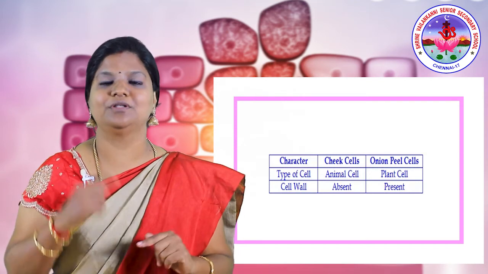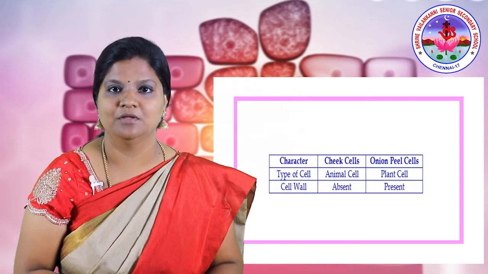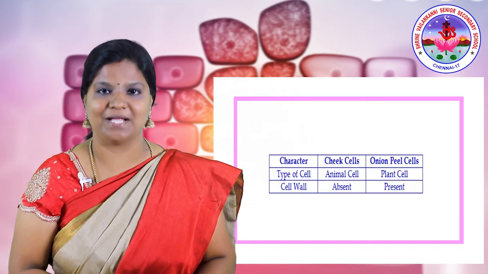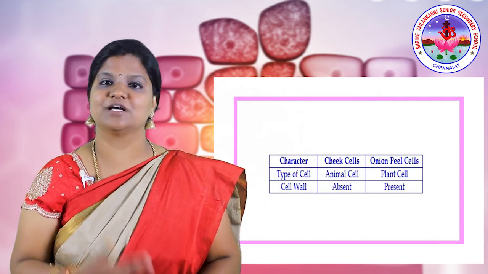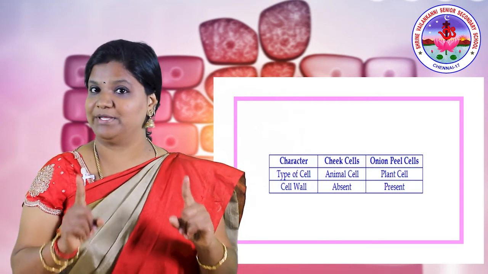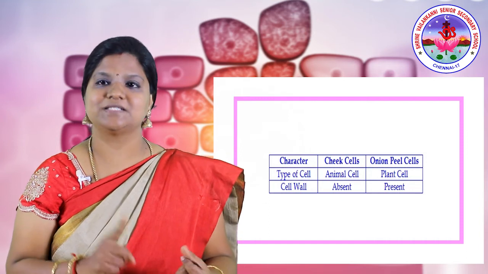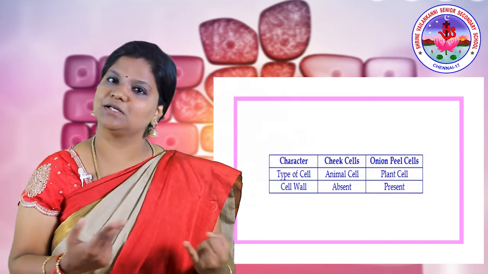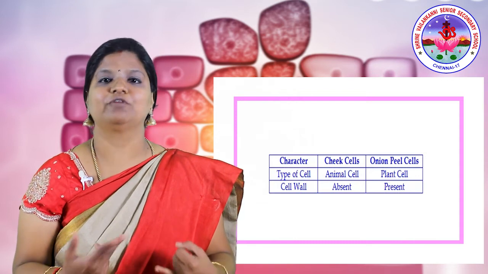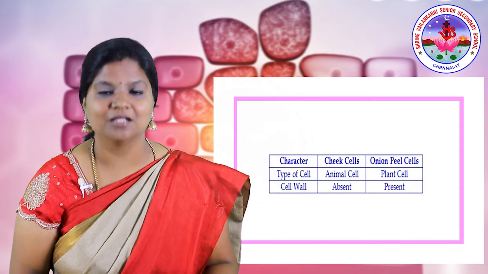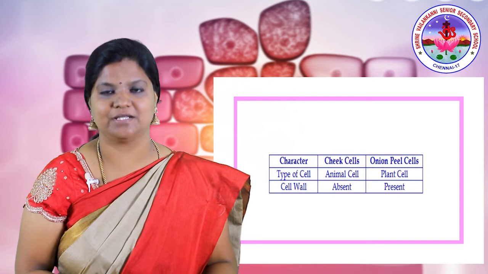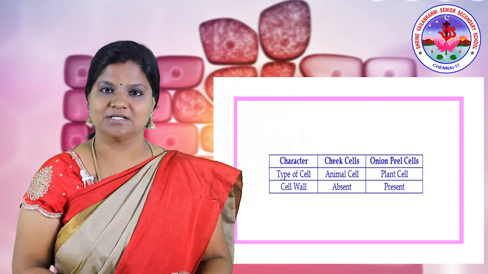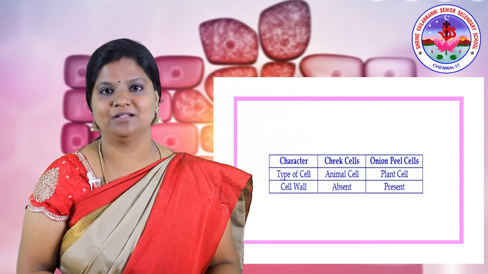First you should think about the type of cell. Onion cells come under the plant cell, whereas cheek cells come under the animal cell. So this will be the first category. And the second one is based on the cell wall. If it is an animal and a plant, what will be the major difference? Yes, the cell wall is absent in animal cells, whereas the cell wall is present in plant cells.